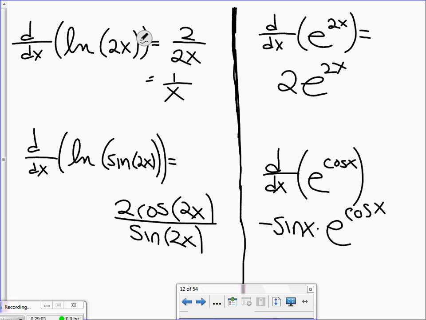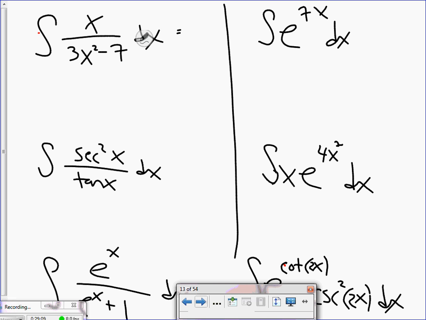That's derivatives. Let's talk antiderivatives. All right. These are little quickie u subs, right? Think about what you would need to make this a du over u. Come on, you can do this.